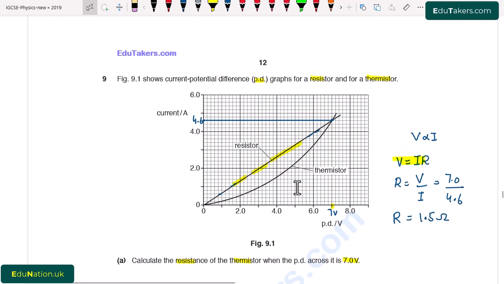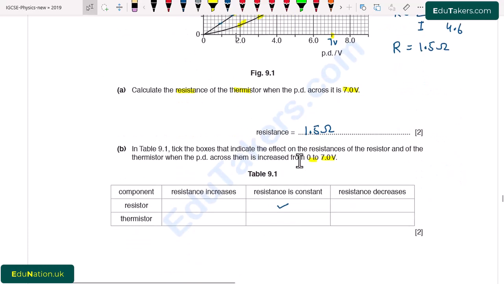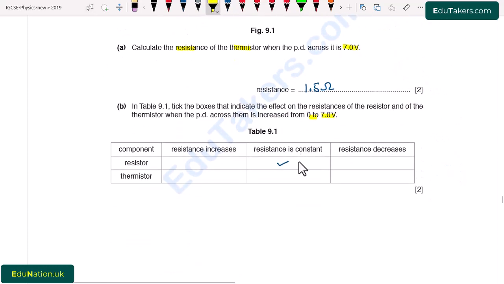Secondly, we also have to check for the thermistor what will be the effect on resistance when we increase the potential difference. So we can see here that the resistance of thermistor decreases with increase in potential difference. So I tick here that resistance decreases.